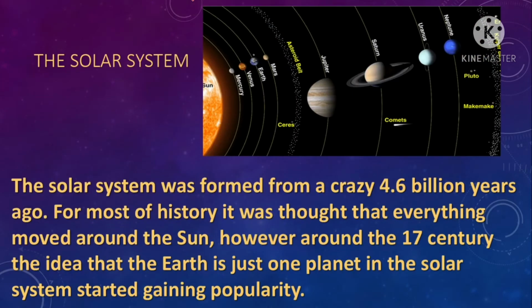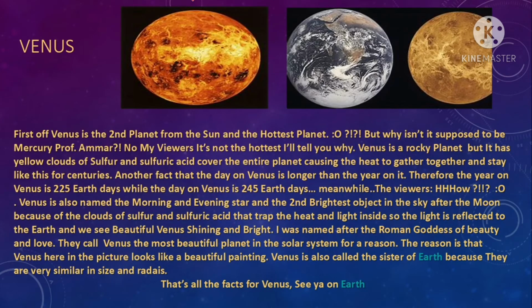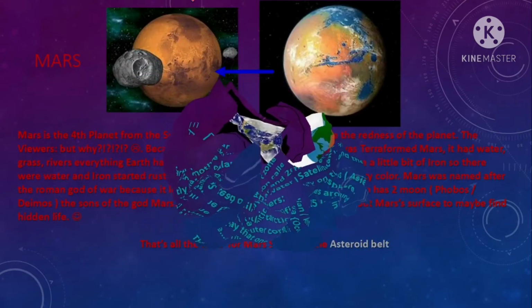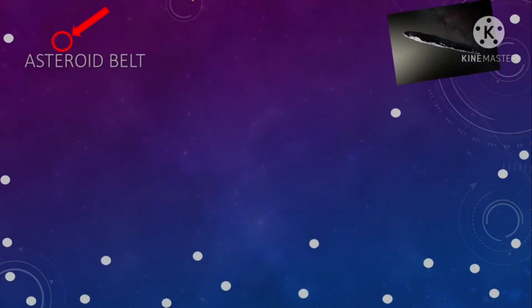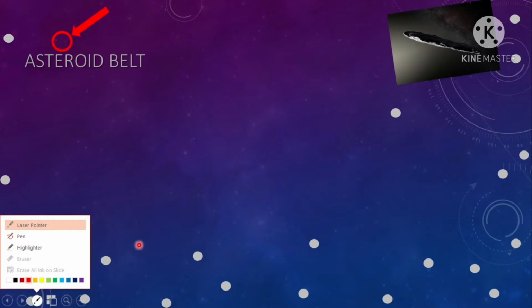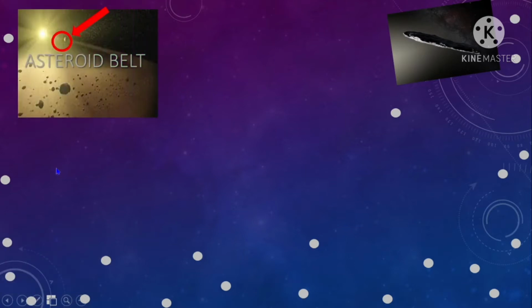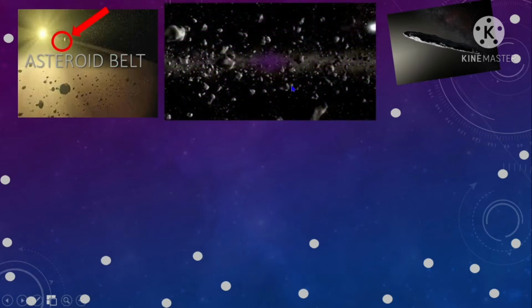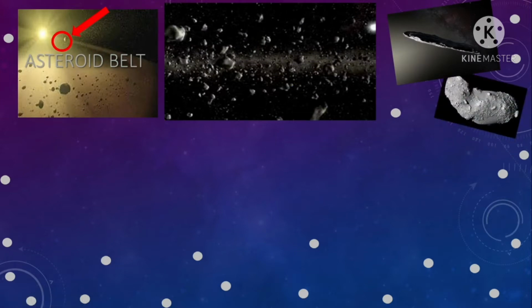Last time we talked about the solar system: Mercury, Venus, Earth, and Mars. But today we're going to talk about the asteroid belt. This is the asteroid belt. Here is a photo of the asteroid belt, and here another photo, and here is a photo of an asteroid and another asteroid. Let's begin.